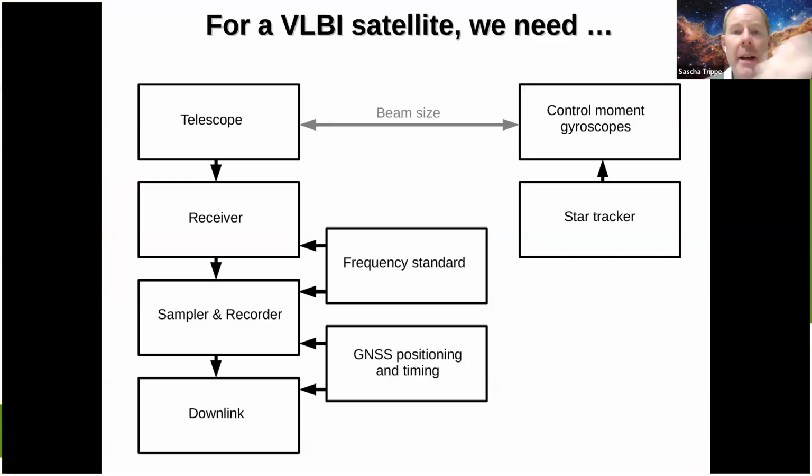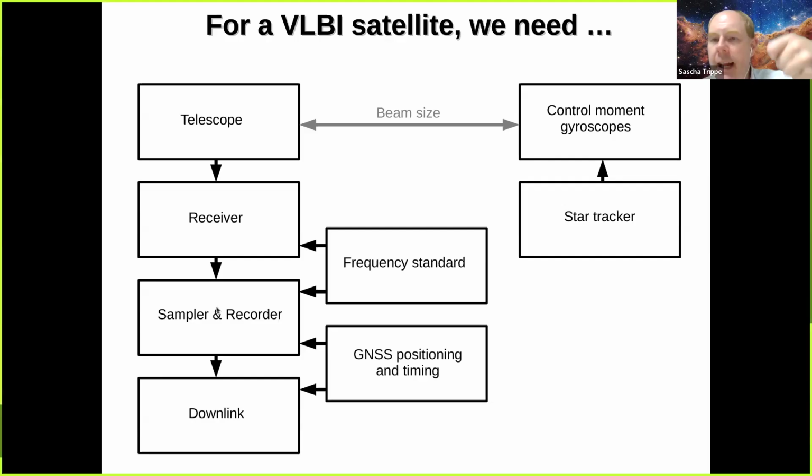For a VLBI satellite, we need a telescope to collect the light. We need a receiver to convert the incoming electromagnetic radiation to an electric signal. We need digitizers, samplers, and recorders to digitize the signal and store it on board. And finally, we need to downlink it. We need to send it to the ground.